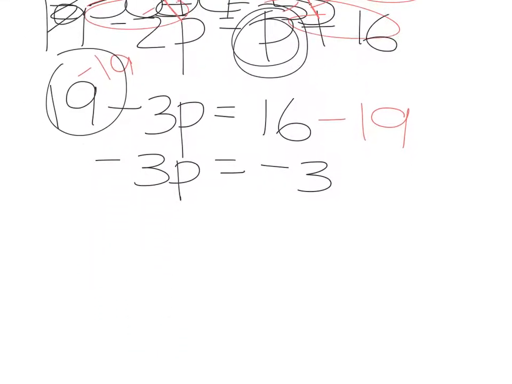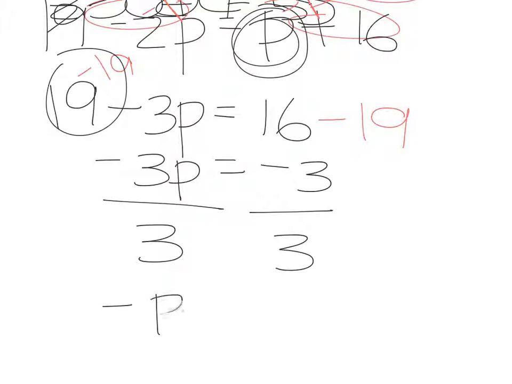Let's move that up. Now we've got to divide that by negative 3, and divide that by negative 3. Negative 3p divided by negative 3 gives me p, and negative 3 divided by negative 3 gives me 1. So my answer was p is equal to 1. Go ahead and try number 1, please.